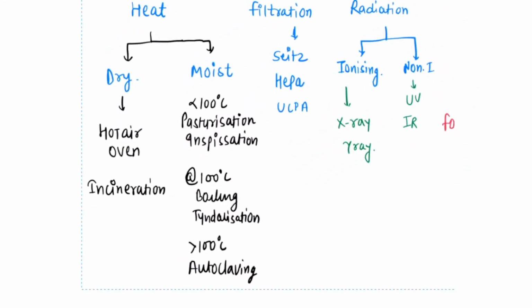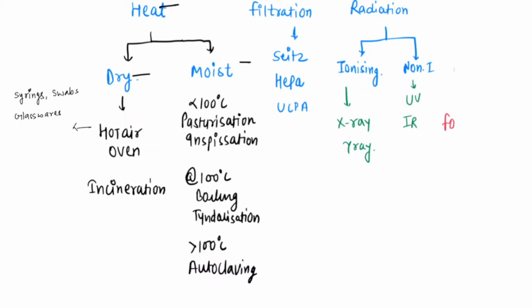What is the important thing you have to remember about this hot air oven? We can use it for syringes, all the syringes. We can use it for swabs. We can use it for all the glasswares like we are having in the question. They have given you the petri dish. Your answer will be hot air oven. Two important things you have to remember. What is the control we are using here? That is your Bacillus subtilis spores.